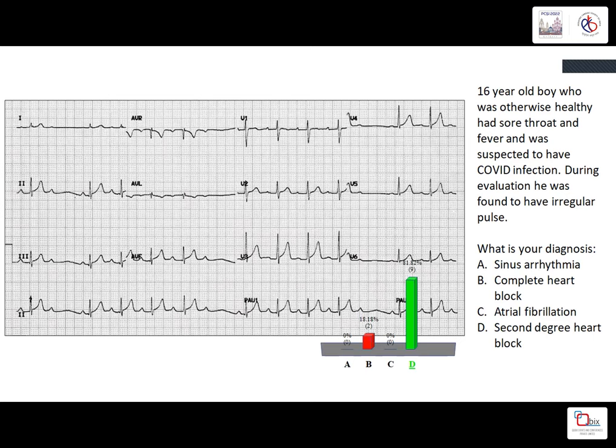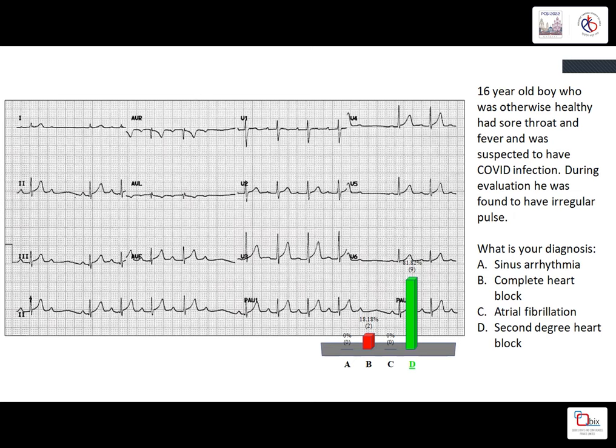Mostly, most of you got it correct. It's a second degree heart block, Wenckebach phenomenon, with early narrow QRS, QRS in groups, group beating. And if you look carefully, you can see the PR getting prolonged with each beat, and then one of the P waves not conducting. So that's the classical Wenckebach.